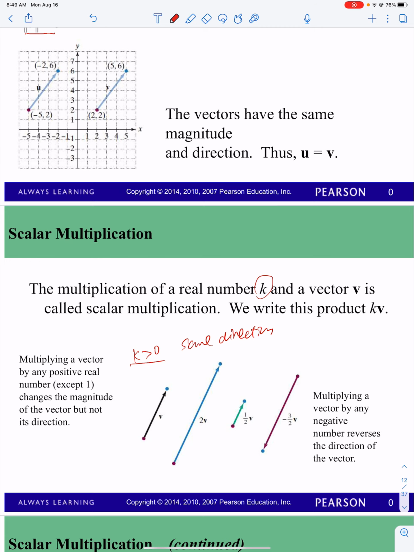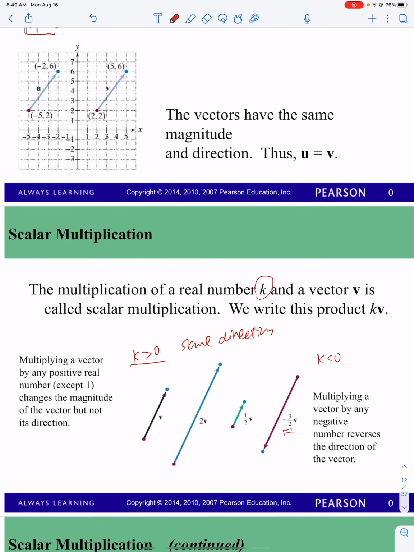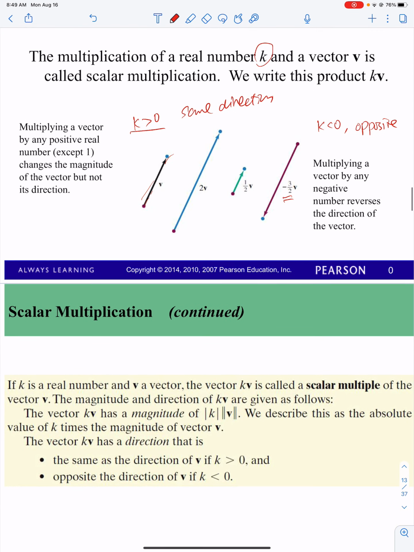Yeah. And if the number here is negative, then what do you have? Opposite. Okay, and the values of the number will change what? The magnitude, yeah? So if you take 5 times the vector v, instead of the magnitude, it will be 5 times the magnitude, yeah? So that's pretty easy.